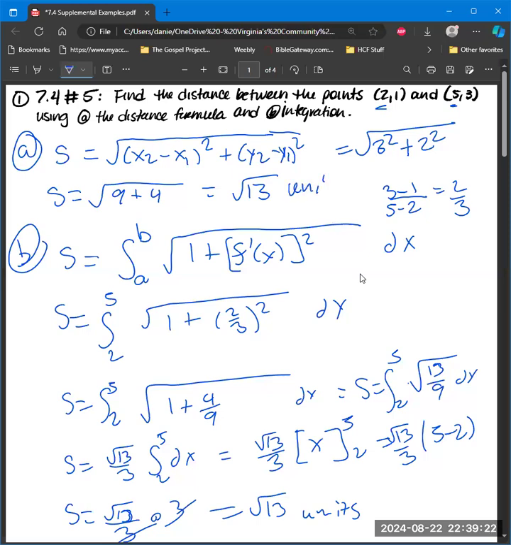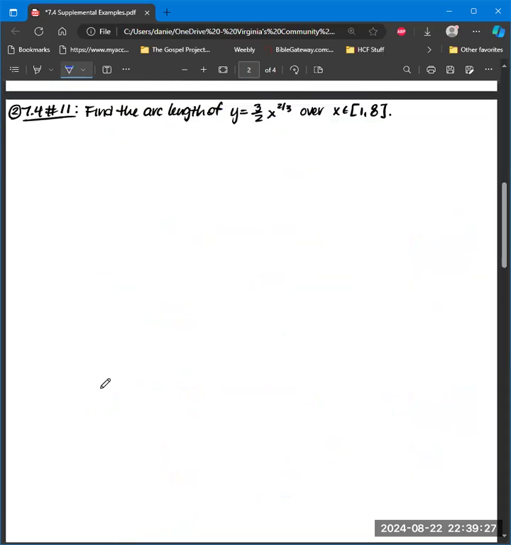So s is root 13 over 3 times 3, which is root 13 units. It's much faster to use the distance formula, but same answer. So let's find the arc length of y equals 3/2 x to the 2/3 over 1 to 8.